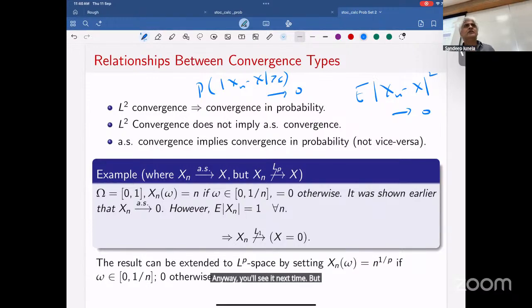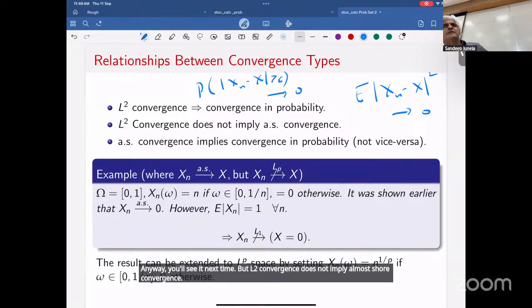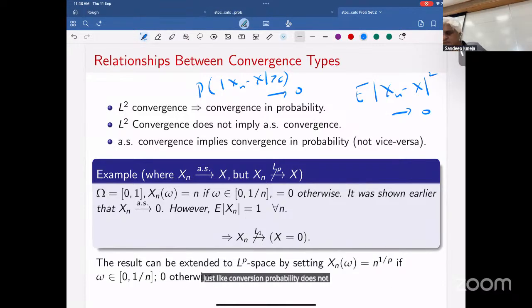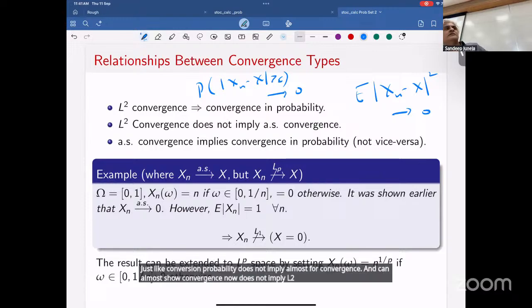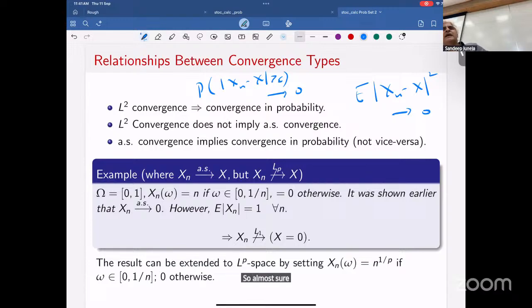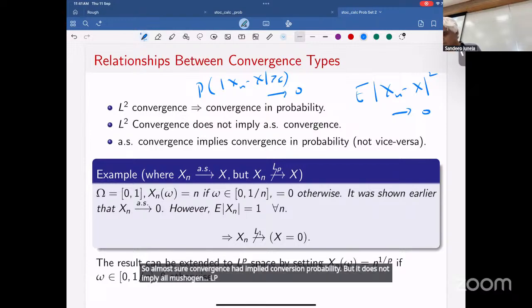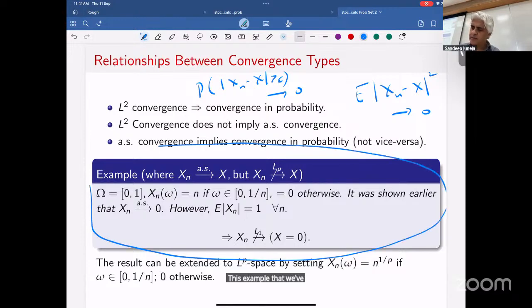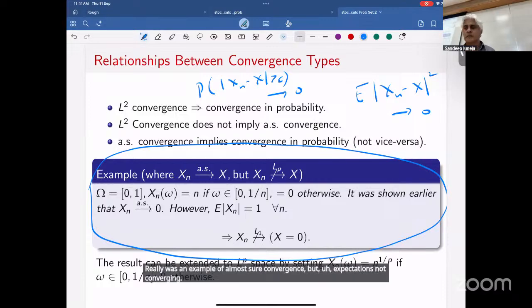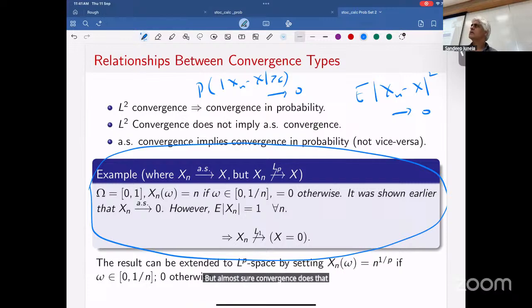But L2 convergence does not imply almost sure convergence, just like convergence in probability does not imply almost sure convergence. And almost sure convergence now does not imply L2 convergence. So almost sure convergence had implied convergence in probability, but it does not imply LP convergence. And this is an example you can see right here. This example that we've been playing with so far really was an example of almost sure convergence, but expectations not converging. But almost sure convergence, does that imply L2 convergence? No, that's what I'm saying. Exactly, it does not.